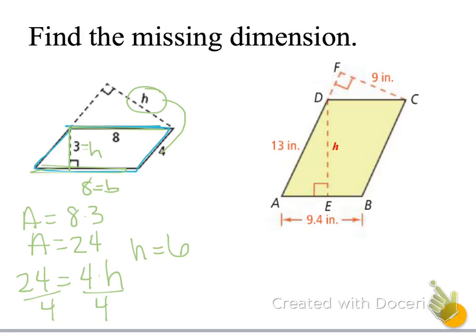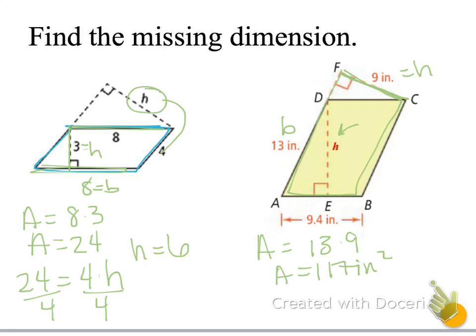Okay, for my next one, I have to take my area of the big figure. So I'm going to use 13 as my base. And this time, since I'm looking at my bigger figure because I'm trying to find my little h here, we're going to make this my height. So my area this time is going to be 13 times 9. So this area is 117 inches squared so far, but we need to find h.